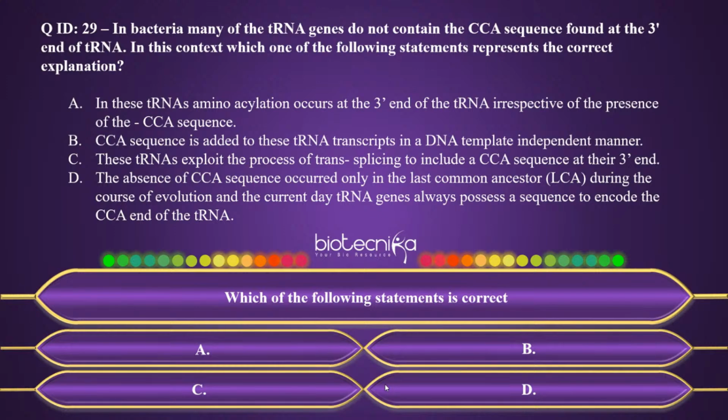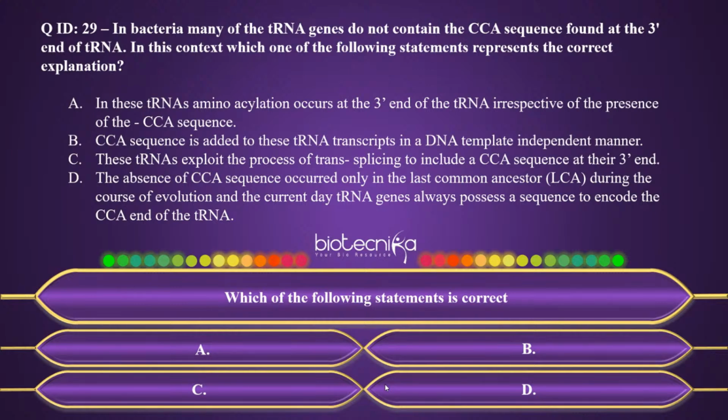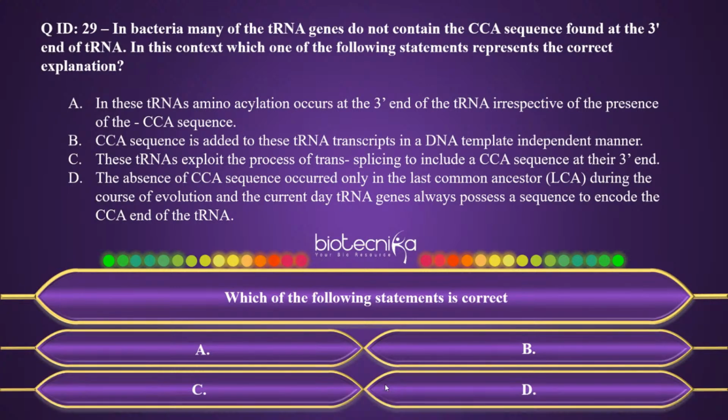Starting with shift 1, the question ID was 29, which asked basically: in bacteria, many of the tRNA genes do not contain the CCA sequence found at the 3' end of the tRNA. In this context, which one of the following statements represents the correct explanation? This was a medium question. If you have studied the translation chapter in Watson, the explanation is given in a tabular form.